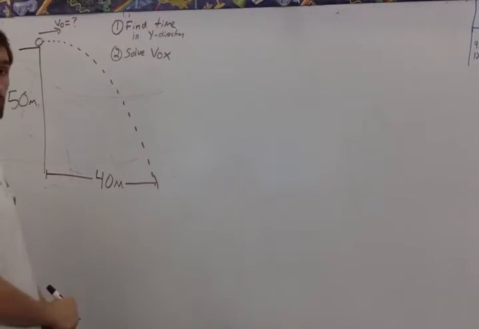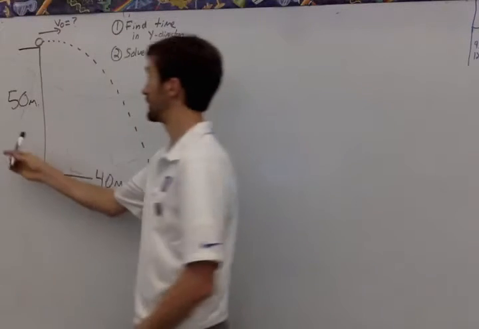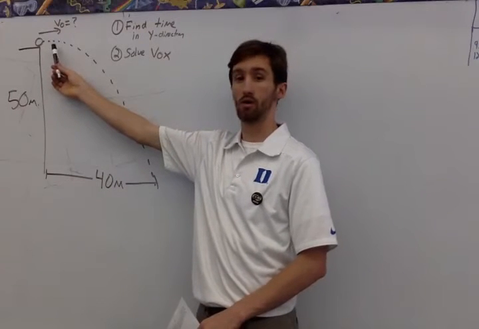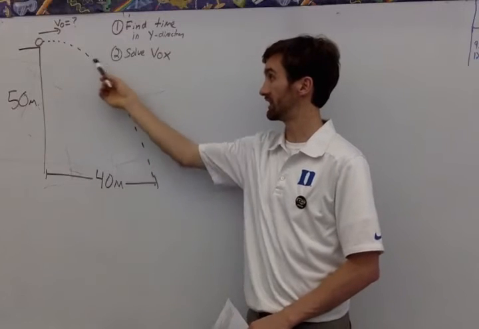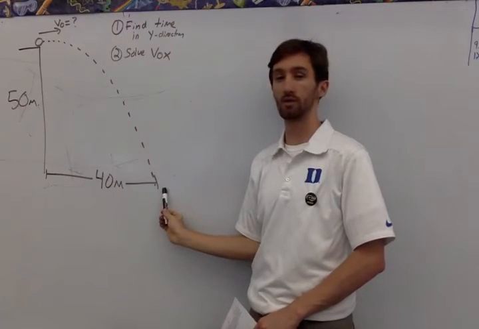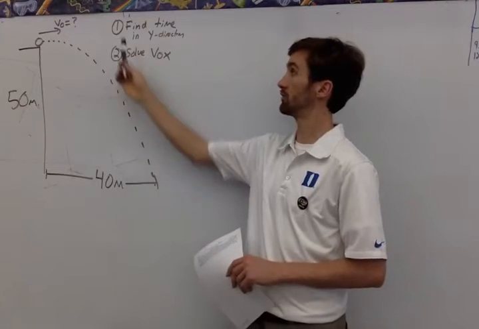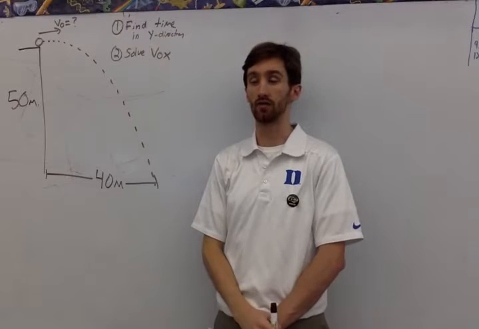So I have the problem drawn here on the board. We have a cliff over here. We've got a 50-meter tall cliff. We kick a ball directly in the horizontal direction off of the cliff. It falls and lands 40 meters away. And the question wants to know, what was the ball's initial velocity?